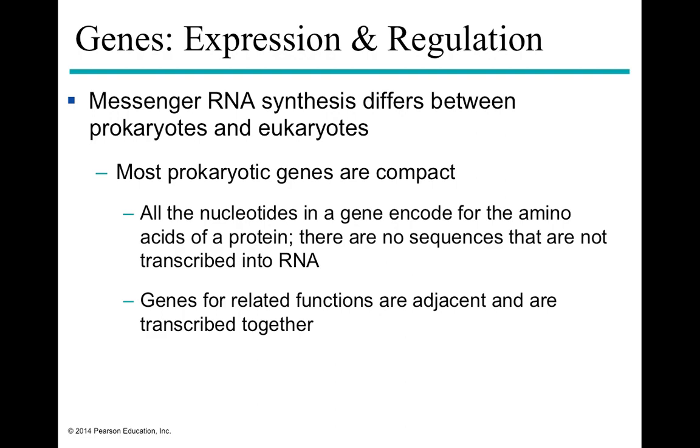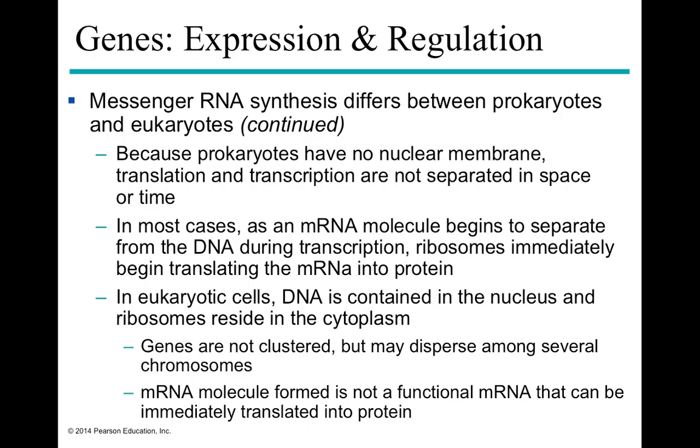Genes that are all related to the same function could be scattered all over the genome and regulated by completely different promoter sequences. Prokaryotes have no nuclear membrane, no nucleus at all, and so translation and transcription happen at the same time. Sometimes an mRNA molecule is separating from the DNA during transcription, and at the same time, ribosomes jump on it immediately and translate that mRNA into protein. So there's no separation in time or space between the creation of the mRNA molecule and the creation of the protein.